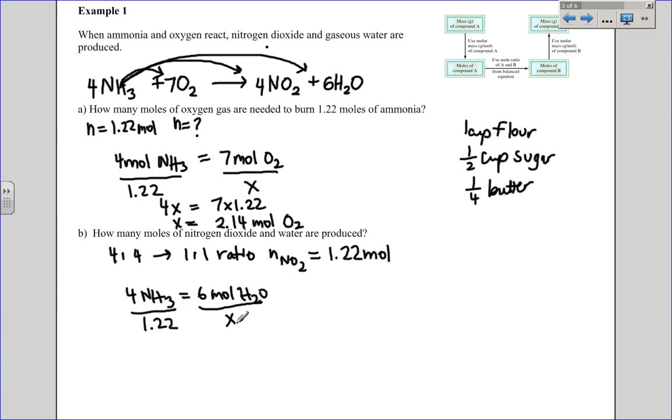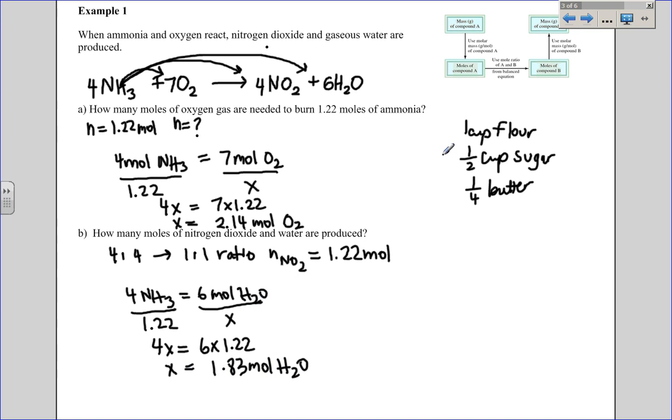So sometimes people put the X first because they know that it's what they are looking for. So this is 4X is equal to 6 times 1.22. And when I solve, I find that X is equal to 1.83 moles of H2O. And it's very important to keep track of what you're solving for, in this case X.